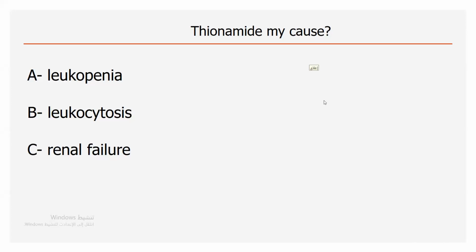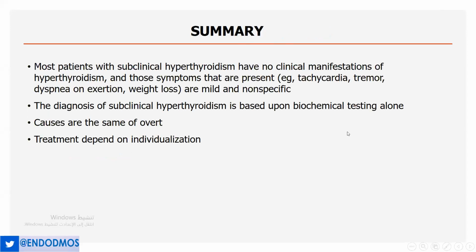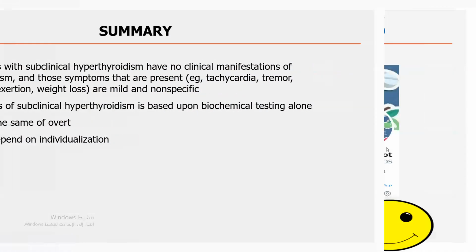Many answers going with the correct answer A, but still it looks not clear. Leukopenia is one of the side effects that can be seen here. In summary, most patients with subclinical hyperthyroidism have no clinical manifestation; those with symptoms like tachycardia, tremor, dyspnea on exertion, and weight loss have mild and non-specific symptoms, and diagnosis is based upon biochemical testing alone. Causes are the same as overt hyperthyroidism, and treatment depends on individualization, as we mentioned before.